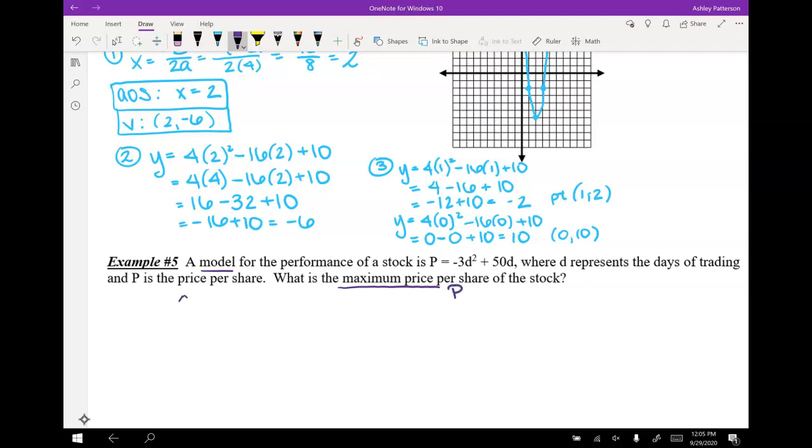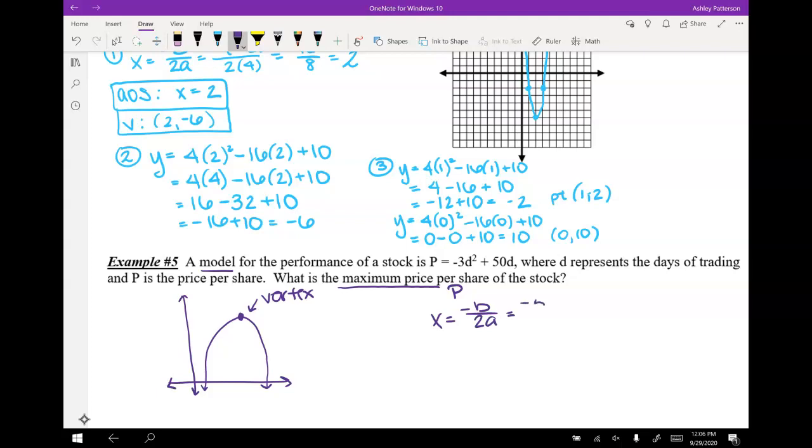Well, gosh, if I think about what this model looks like on a graph, first off, I know it's a quadratic because it's squared, right? And it has a negative a value, so it's going to look like that. So where does the maximum occur? At the vertex, yes. We know how to find the vertex because this model, this equation is in standard form. So first, we would find the axis of symmetry. X is equal to negative b over the product of 2a.